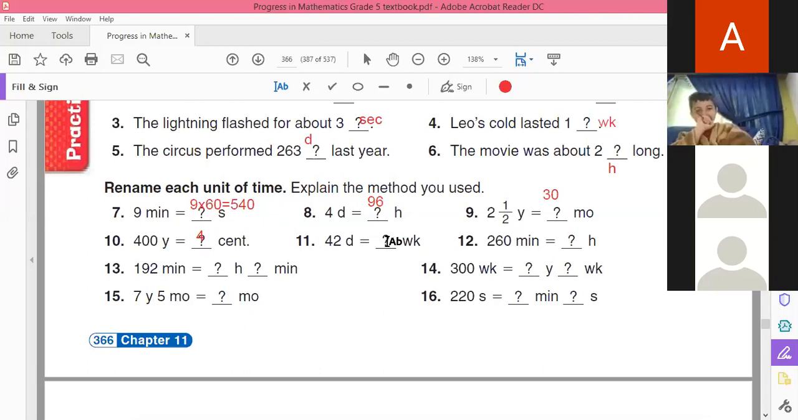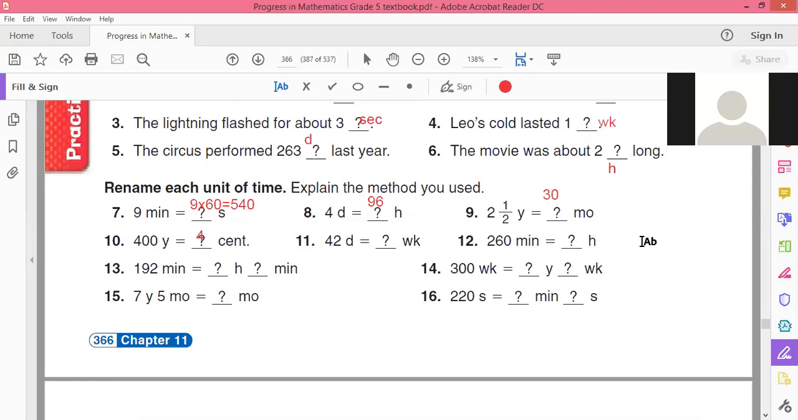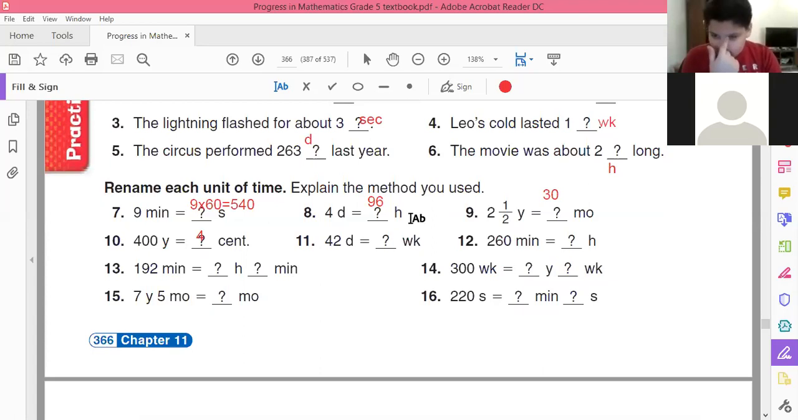In 42 days, how many weeks? Kareem? Kareem, are you with us? Muayyad, could you please tell me? In 42 days, how many weeks?